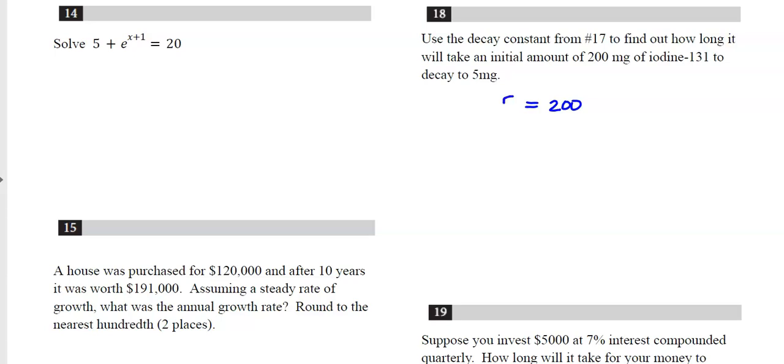I want it to get down to finish at 5, e to the negative kt, but I know k is 0.0856, but I do not know my t. That's what we're trying to figure out, how long. So we knew the start, we knew the finish, we knew the decay rate, but we didn't know t. So first thing is, I got to get base e by itself. So divide both sides by 200. And this was 0.025.